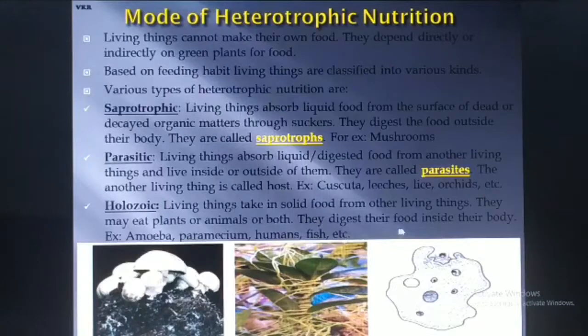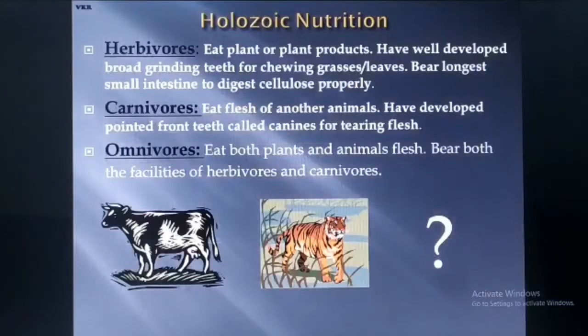They digest their food inside their body. Examples: amoeba, paramecium, humans, fish, etc., and many other animals you might have seen around. They may eat plants or animals or both. According to their feeding habits, they can eat different kinds of foods.